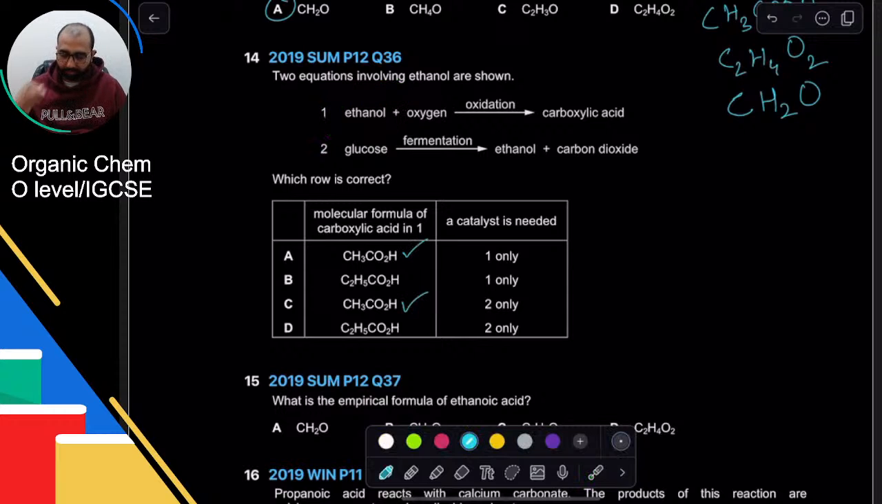This one is correct. A catalyst is needed. So let's see. In which ones do we need a catalyst? This one, we have oxygen. We don't need a catalyst. It happens at room temperature automatically. In this one, we need yeast. So this one is definitely C.